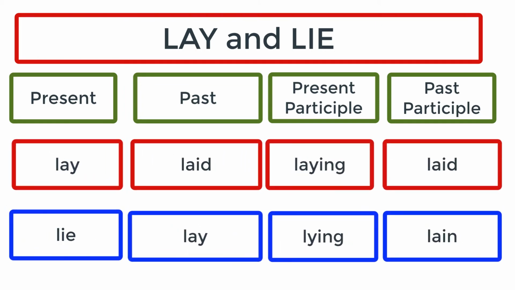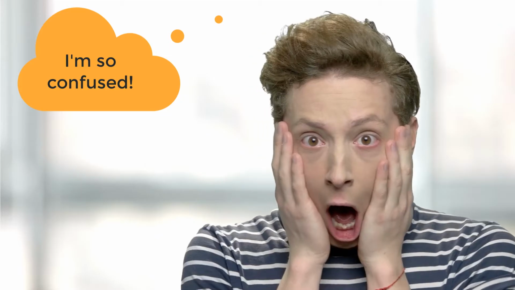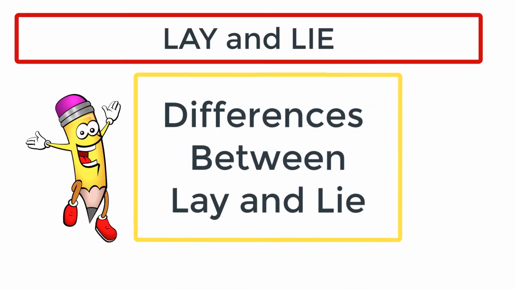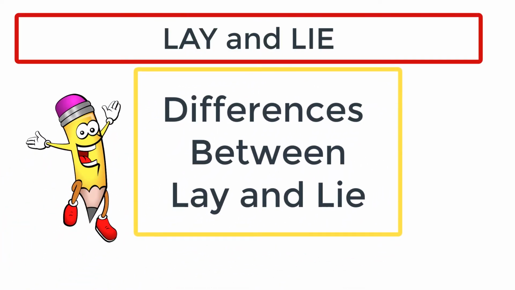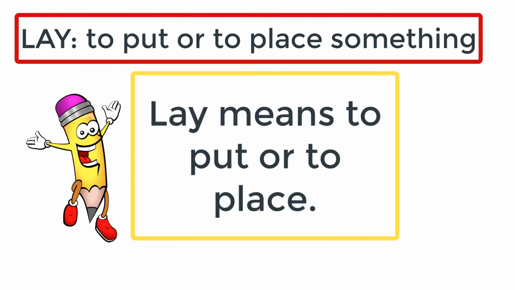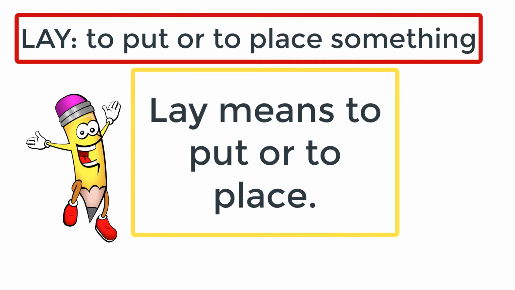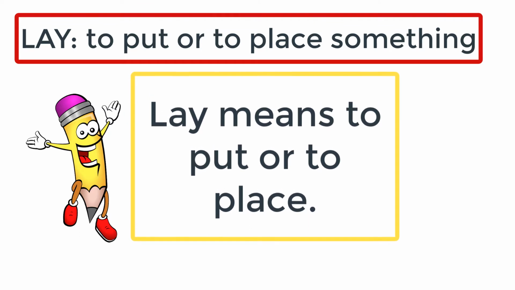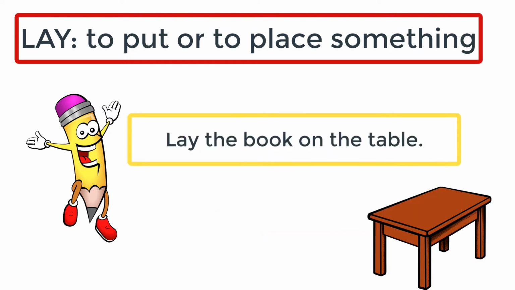You can see that the past tense of the verb lie is lay, and this is identical to the main form of the verb lay. And here is the big problem. This is why these two verbs get confused. But there are major differences in the meaning of these verbs. Let's start with lay. Lay means to put or to place, meaning to put something down on something.